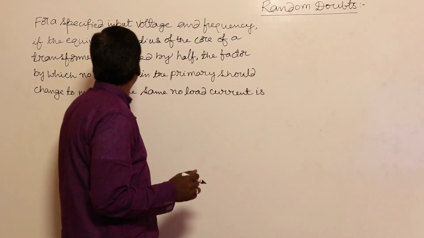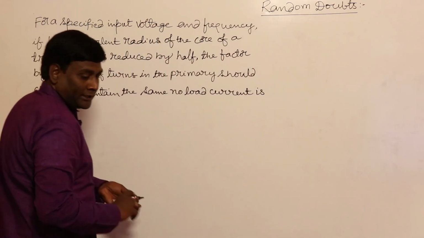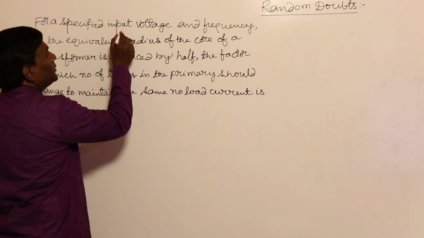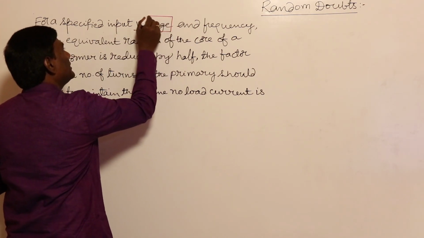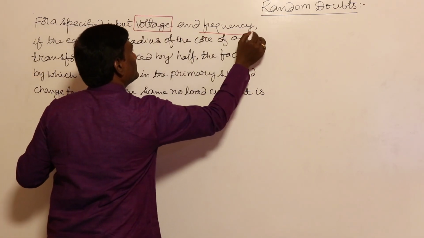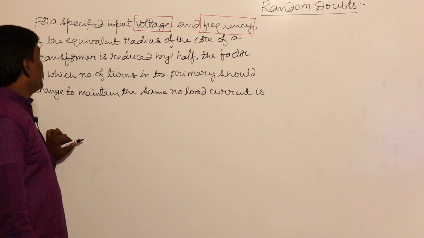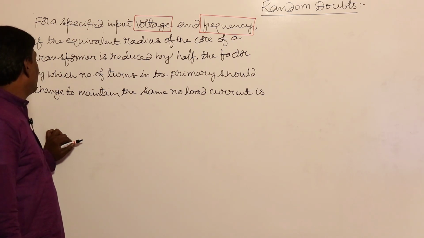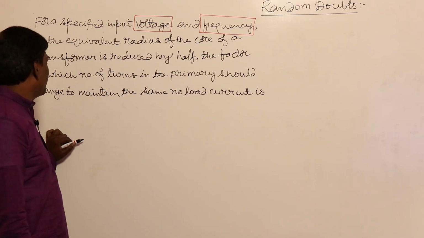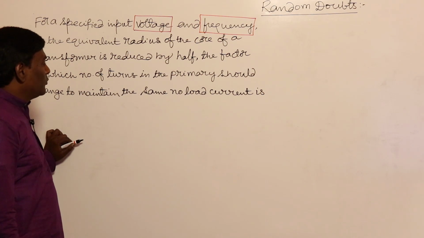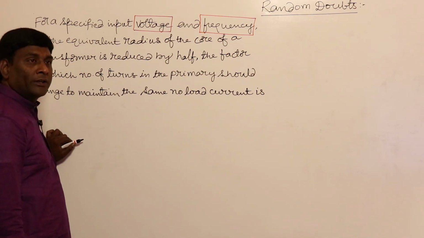question, let us see: for a specified input voltage and frequency, so voltage and frequency are the same. If the equivalent radius of the core of a transformer is reduced by half, the factor by which the number of turns in the primary should change to maintain the same voltage, same no load current, is?